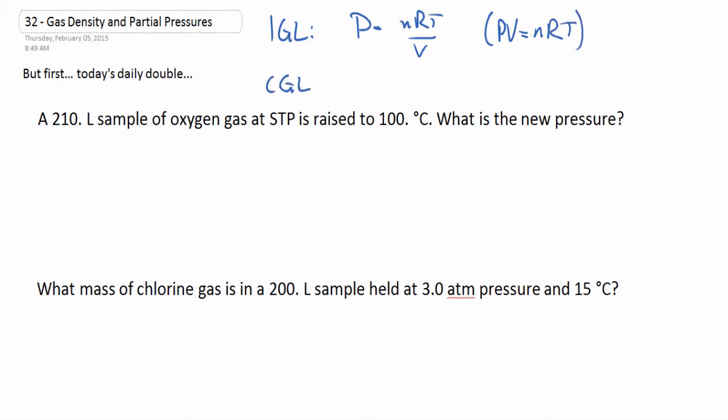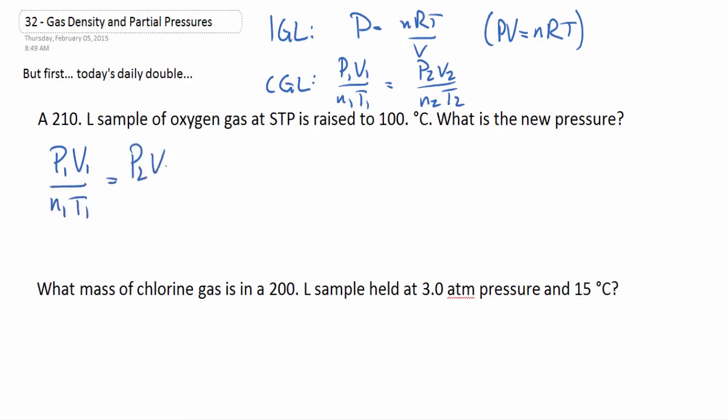Remember the ideal gas law, P equals nRT over V, or PV equals nRT, and the combined gas law, which shows that P1V1 over n1T1 equals P2V2 over n2T2. Let's look at the first problem here, where 210 liters of oxygen gas at STP is raised up to 100 Celsius, and we're trying to find out the new pressure P2. For this we'll use the combined gas law.